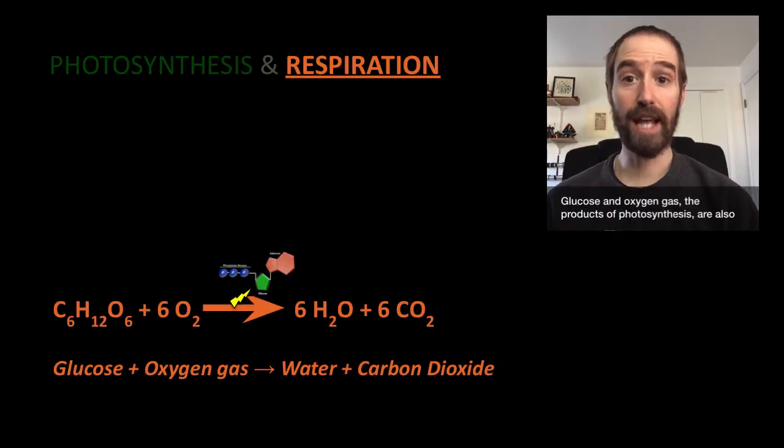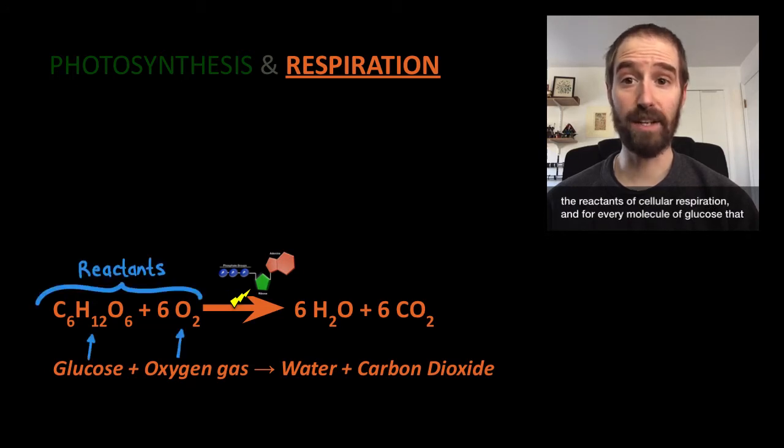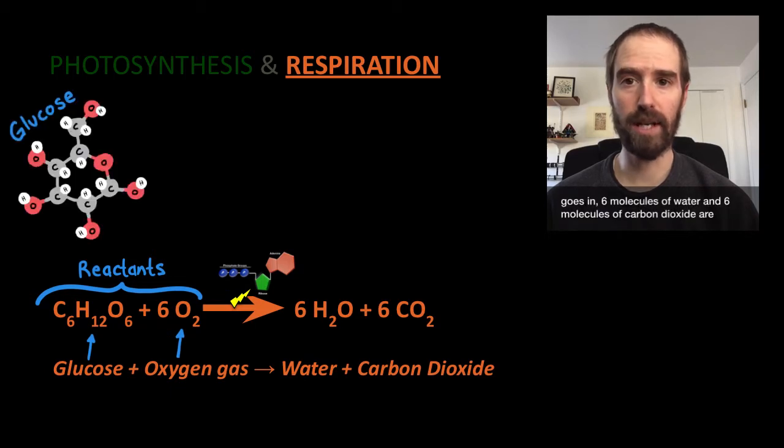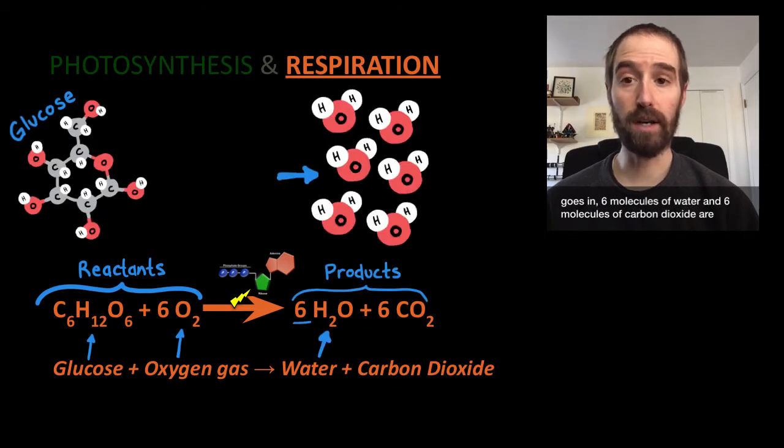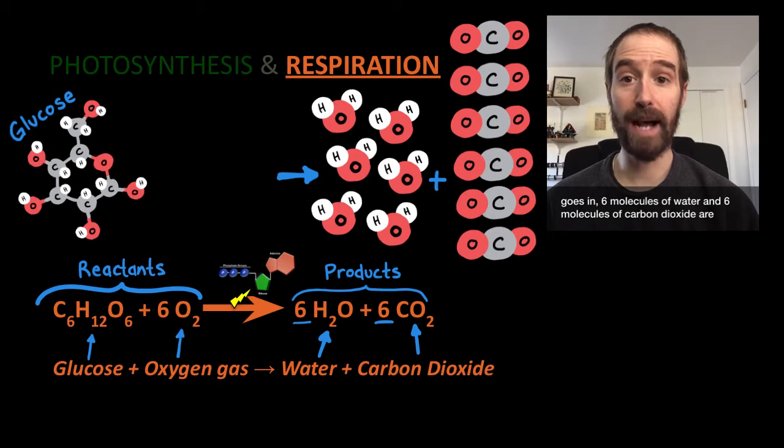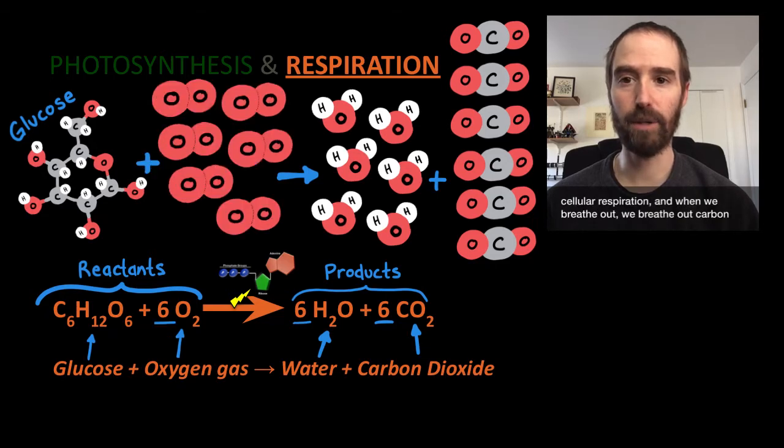Glucose and oxygen gas, the products of photosynthesis, are also the reactants of cellular respiration, and for every molecule of glucose that goes in, 6 molecules of water and 6 molecules of carbon dioxide are produced. When we breathe in, we are inhaling the oxygen gas necessary for cellular respiration, and when we breathe out carbon dioxide and water vapor, the products of cellular respiration.